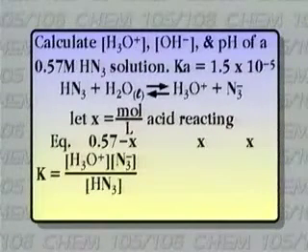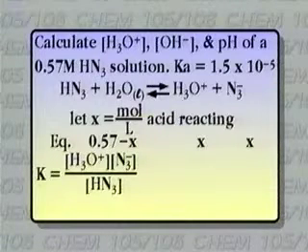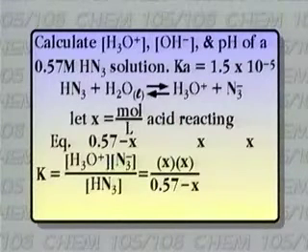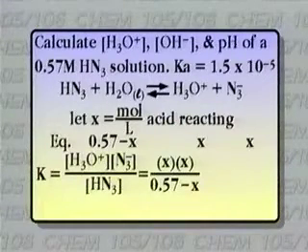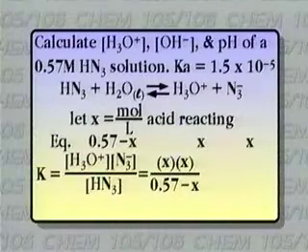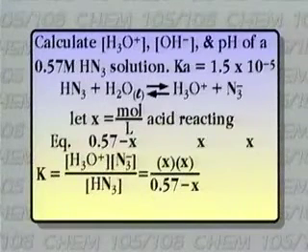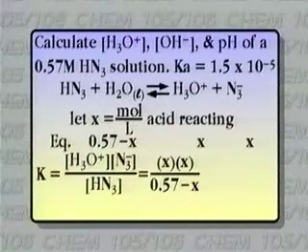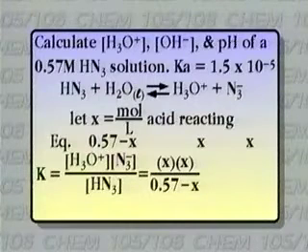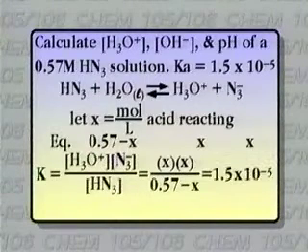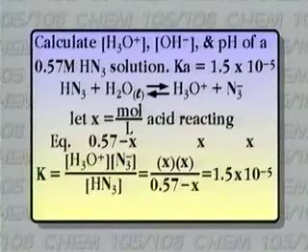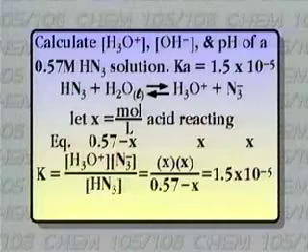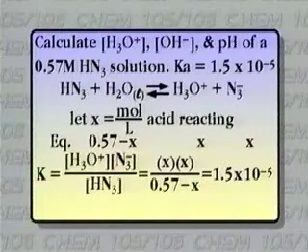Well, do I have things to put into these values? Well, yes, I do. We just defined it as X for the hydronium, and we defined X for the N3, and we defined 0.57 minus X for the unreacted acid, and in the problem it says that all of this must numerically be equal to 1.5 times 10 to the minus 5. That's the Ka. That's the equilibrium constant for that particular chemical process.